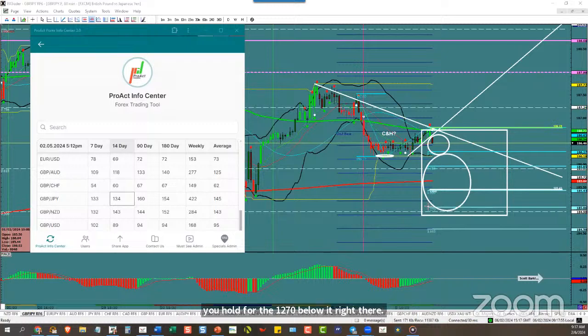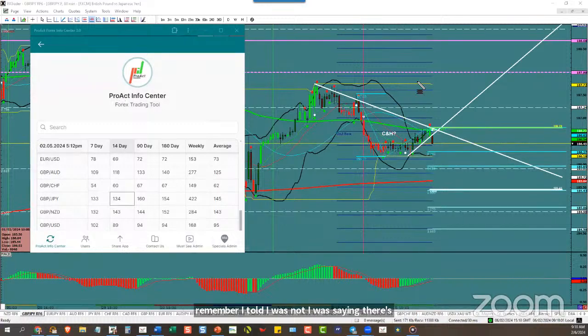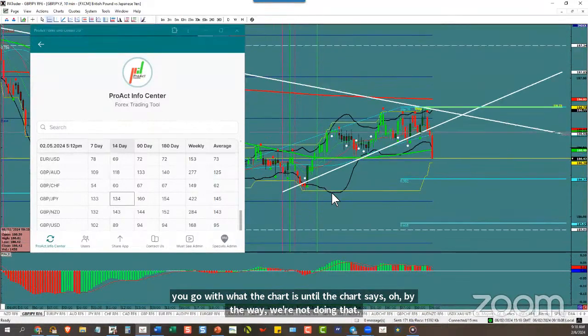Pound yen is now down, which remember I was saying there's something wrong here. But you go with what the chart is until the chart says, oh, by the way, we're not doing that. All right, so let's go down to the 10. All right, so there's the break. All right, I need a hook.